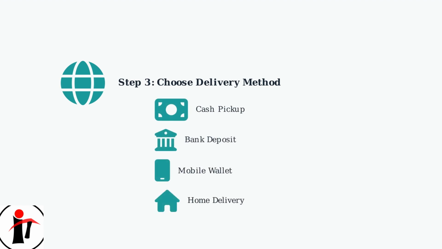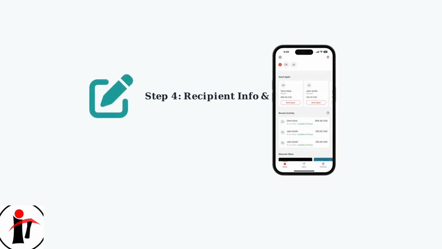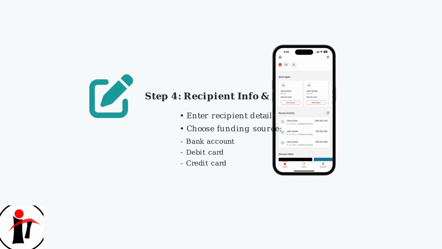Once verified, select your recipient's country and choose from multiple delivery options. You can send money for cash pickup at over 350,000 locations worldwide, direct bank deposit, mobile wallet transfer, or home delivery in select markets. Enter your recipient's complete information, then select how you want to fund the transfer. You can pay using your bank account, debit card, or credit card, each with different processing times and fees.